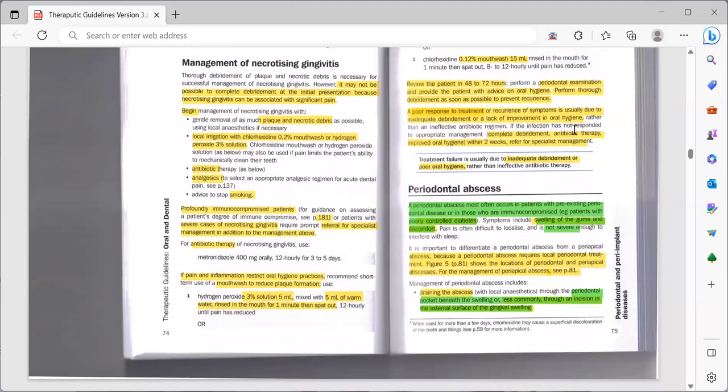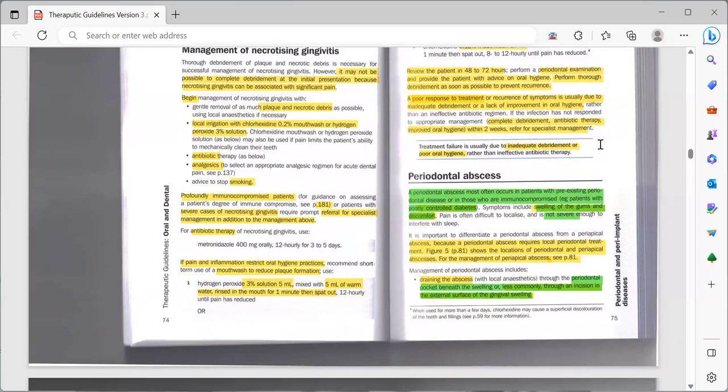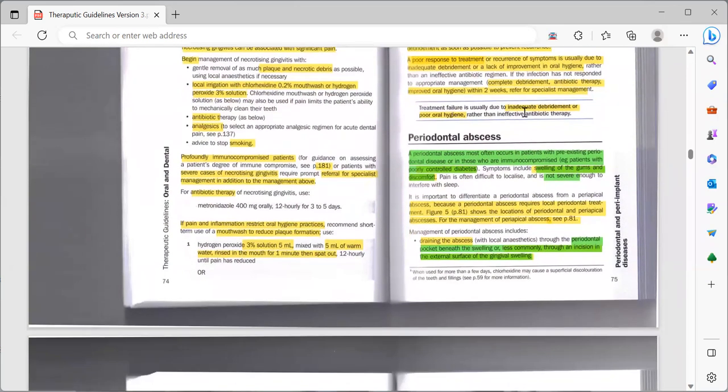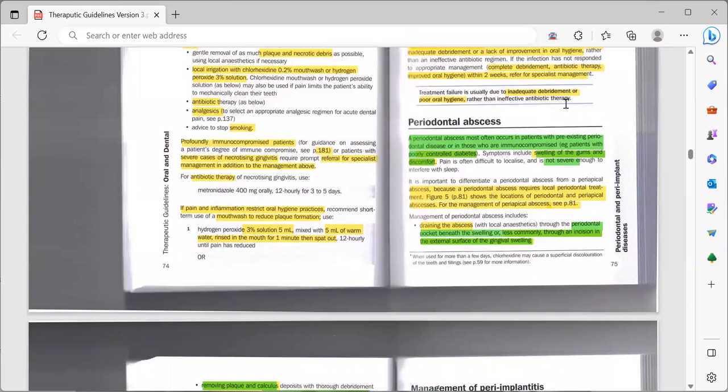Okay. If the infection has not responded to appropriate management, what is your management in this case? Complete debridement, antibiotic therapy, improved oral hygiene, and even after doing these steps, the patient is not responding, and it's been 2 weeks now, then refer for specialist management. Treatment failure is usually due to inadequate debridement or poor oral hygiene rather than ineffective antibiotic therapy.